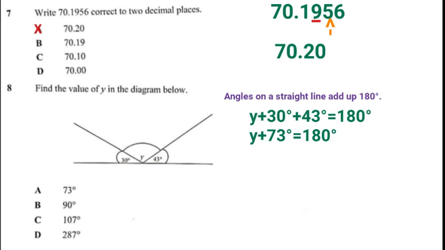Then I'm going to put like terms together. That means I'm going to write y is equal to 180 degrees, and then 73 will cross the equal sign and become minus 73. When you find the difference of 180 and 73, y is equal to 107 degrees. So 107 degrees was the value of y, and the answer was C. Sorry, not D but C.